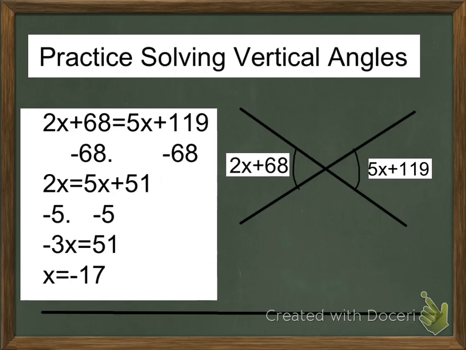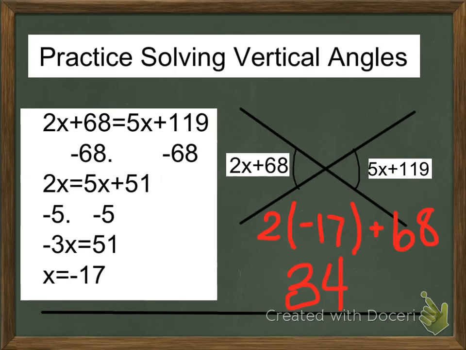To make sure this answer is correct, you use the check work. What you can do is 2 times negative 17 plus 68, which equals 34.